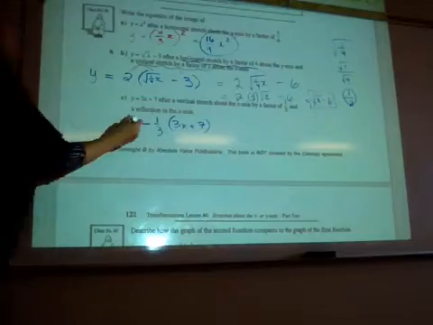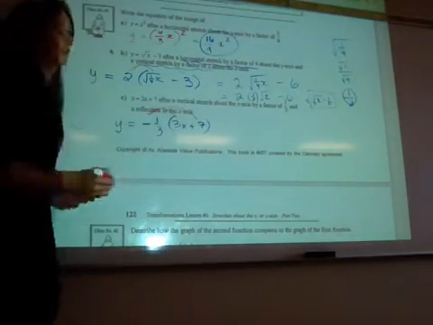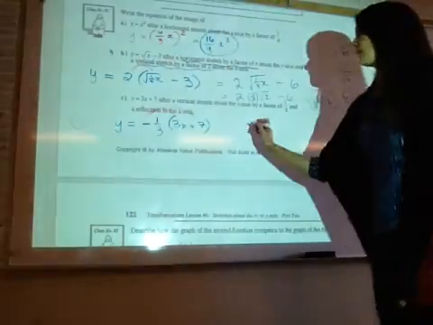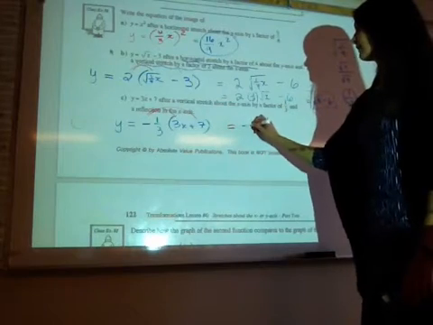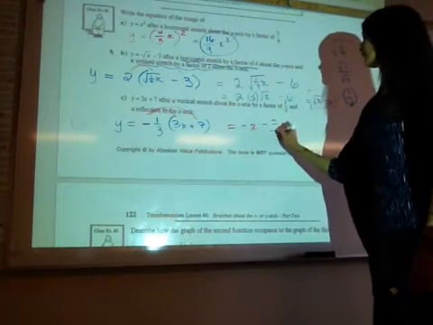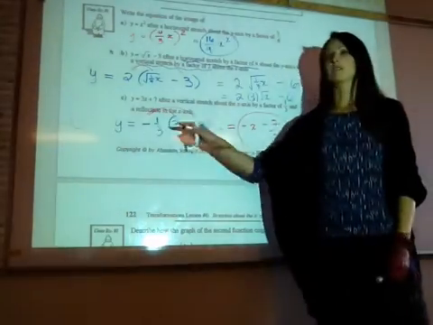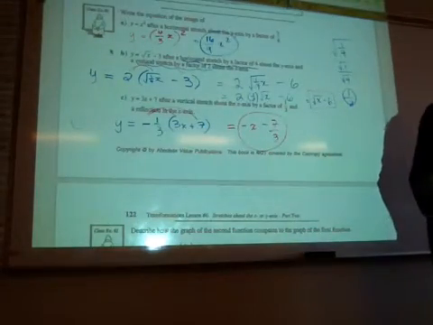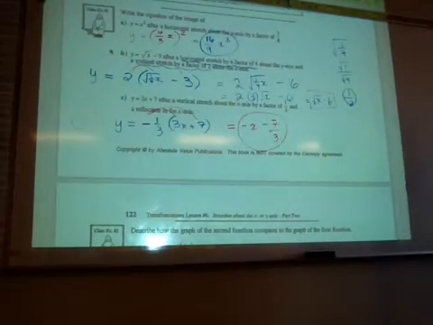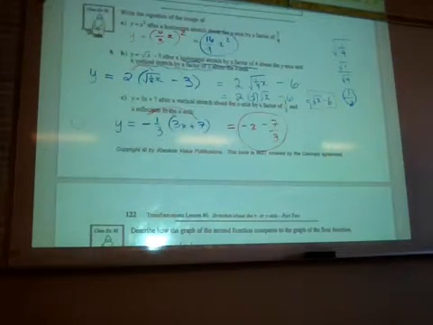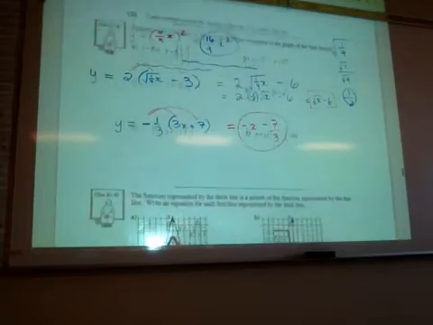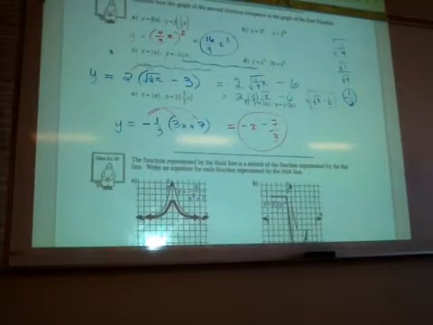Lastly, just clean things up, distribute the negative 1/3 through each term. And we get negative x minus 7 over 3. Okay, the 3's here cancel out. Alright, moving on, more practice.